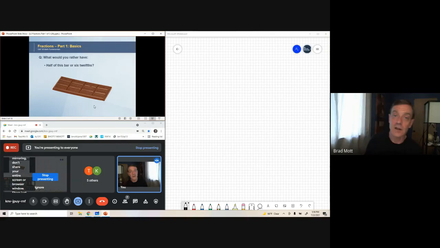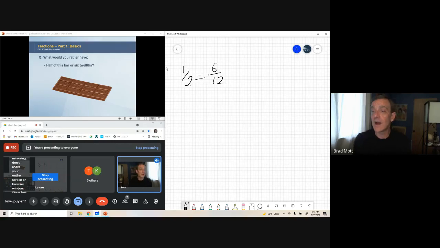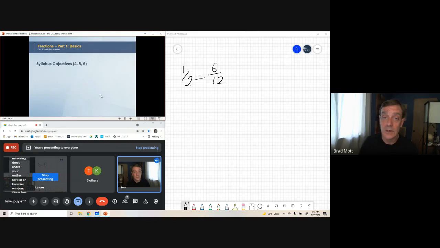So start with a chocolate bar, half the bar. Let's see, 1/2 of the bar, or 6/12. Hopefully you recognize that 1/2 is equal to 6/12. 1/2 is the simplified version of 6/12, and you will be simplifying every fraction you do in this class. So we're going to find out the differences between the numerator and the denominator, the difference between improper fractions and mixed numbers, reducing fractions to lowest terms or simplifying consistently.